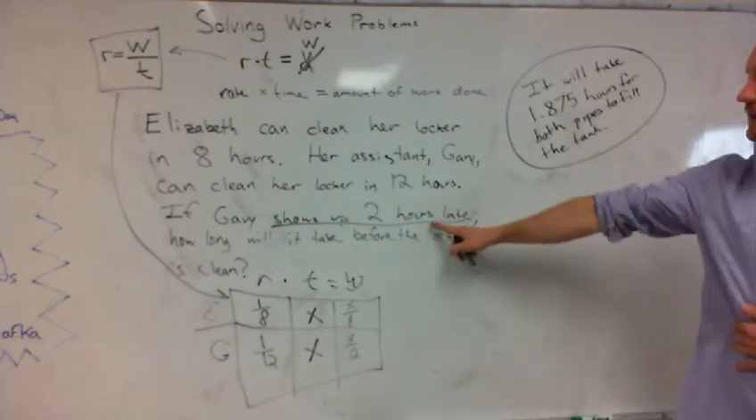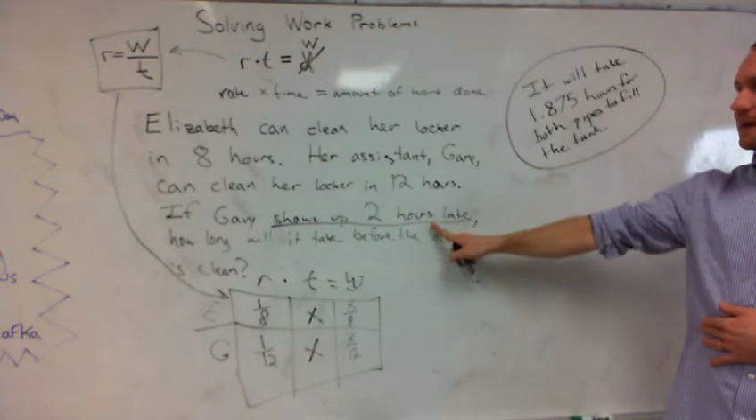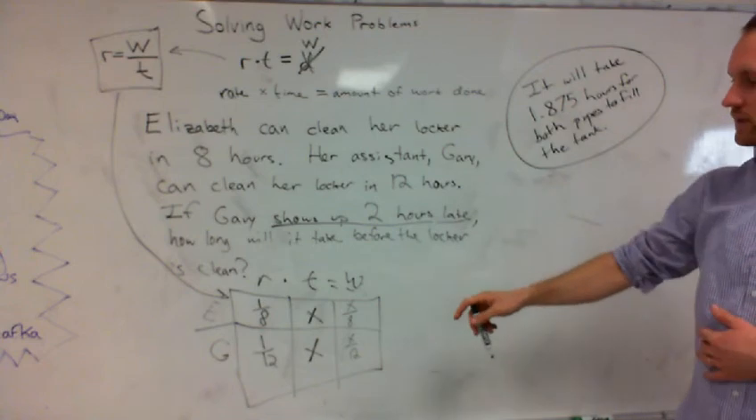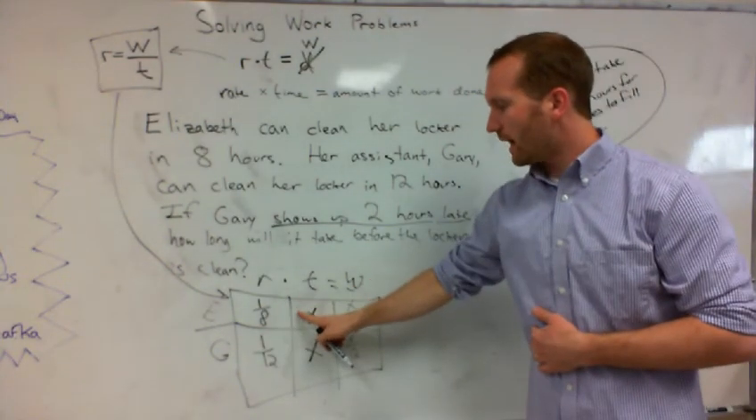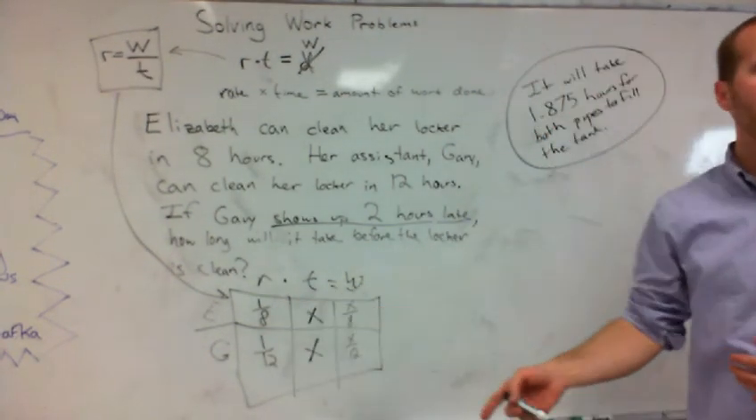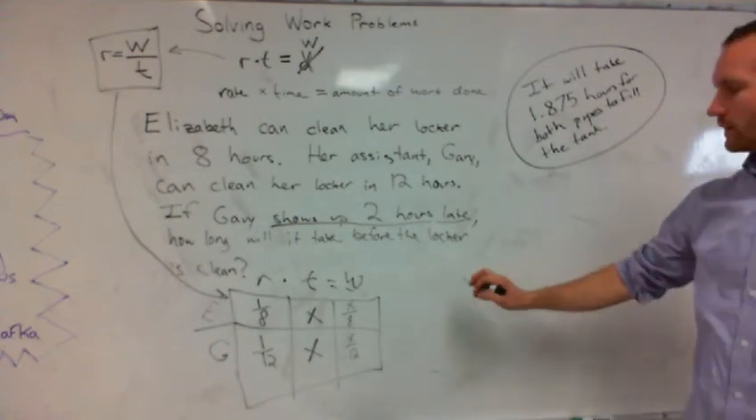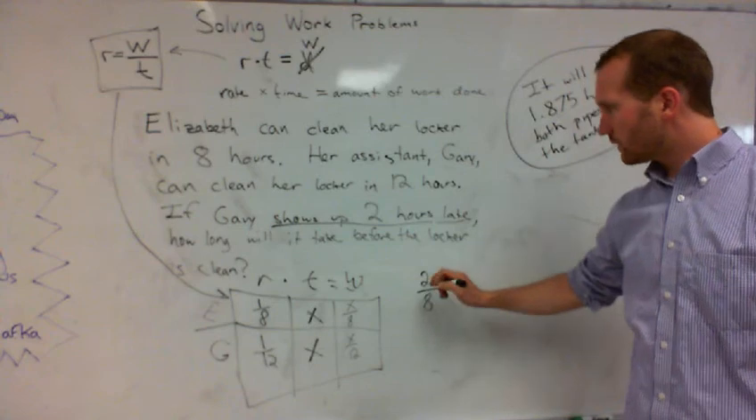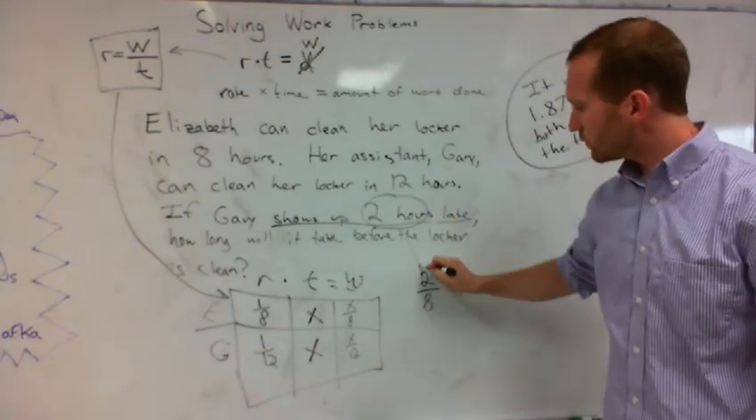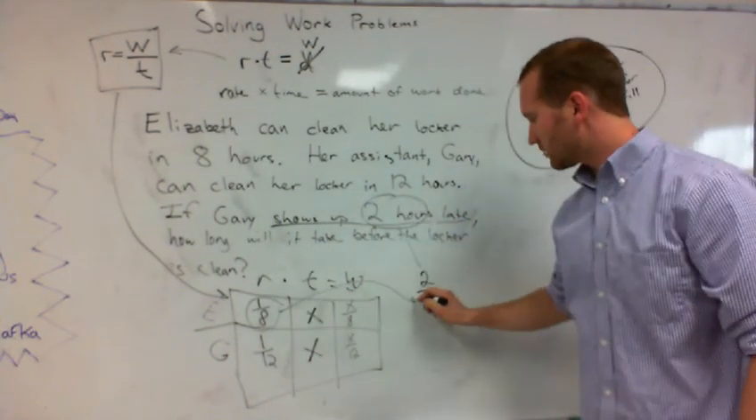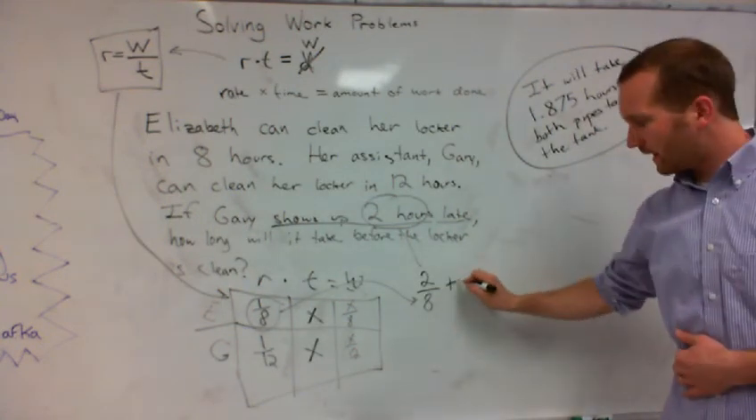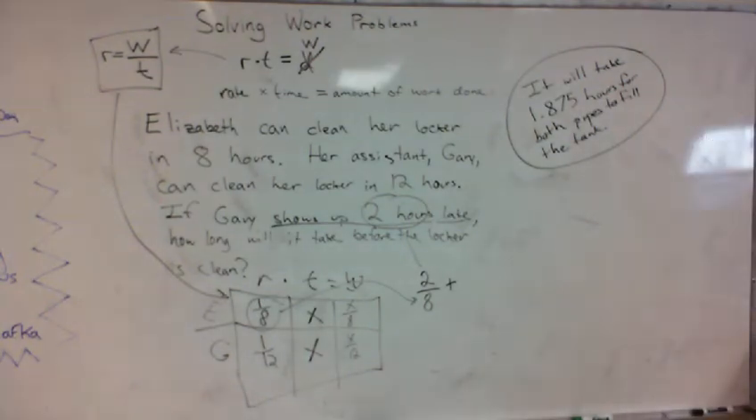So instead, let's now think about, when Gary shows up 2 hours late, how much work has Elizabeth done? She's done 2 hours times 1/8, so 2/8, which is her rate. So she's already done 1/4. She's already done 2/8 of the work by the time Gary shows up. That's already done. Then we're gonna add to that.